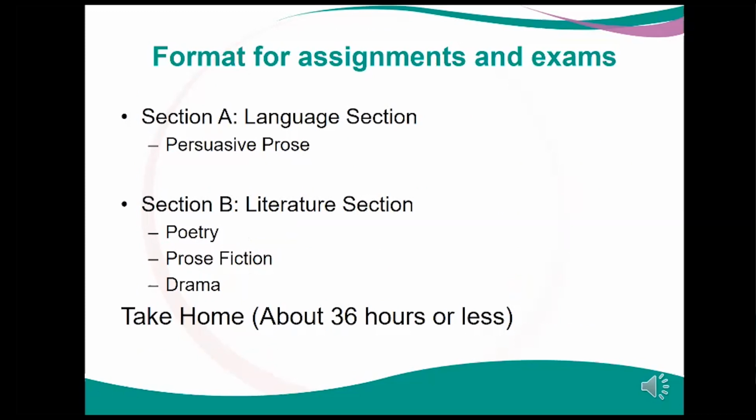And then here's the format for the paper. Basically, there are 2 sections. There is a language section where we only focus on persuasive prose. Then there is a literature section where we focus on poetry. And under the literature section, there's poetry, there's prose fiction, and there's drama. So as I said, you can choose any of the 3 in section B. But in section A, you must only do the persuasive prose because it's compulsory. So you have to do section A, but you can choose in section B.